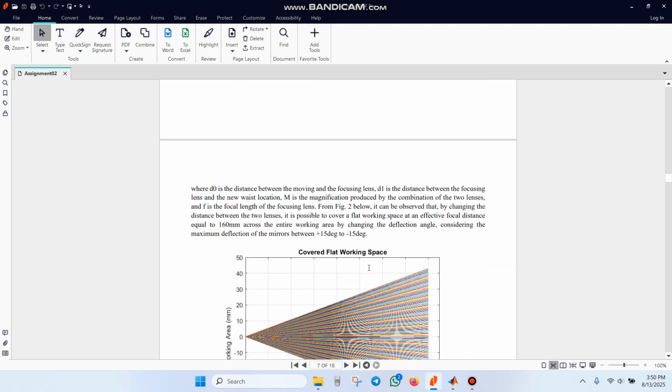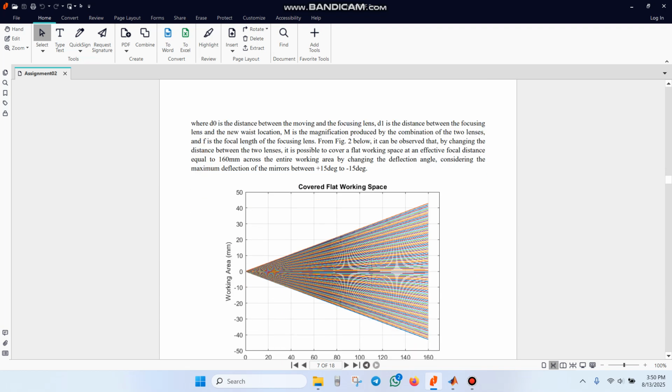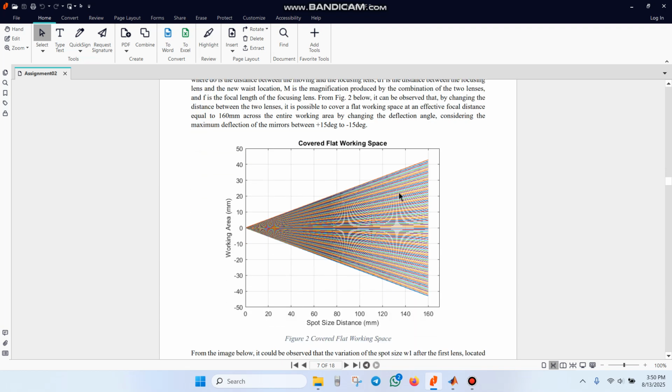So using these relations, we obtain the following flat working space for the pre-deflection unit. And as you can clearly see, if we change the angle of incidence between -15 to +15 degrees, the working space essentially remains flat, as you can see here.